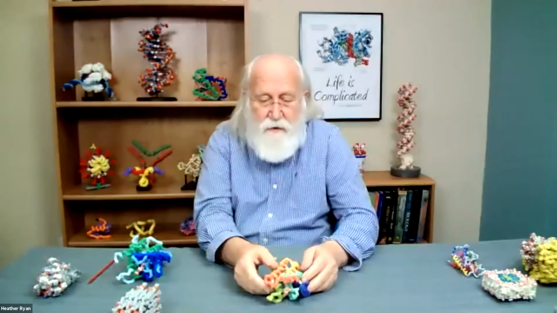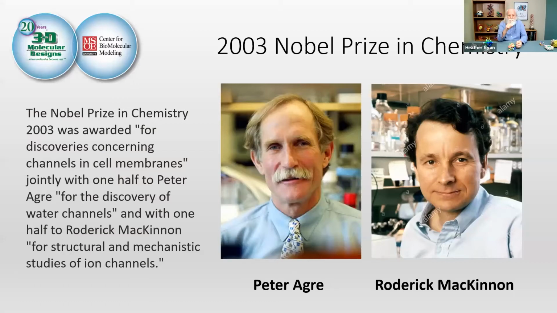And again, people knew that in some tissues, like your kidneys, there's a lot of water transport that moves back and forth across membranes. But it wasn't until 1992 that a guy named Peter Agre discovered the water channel. And that work was recognized in 2003 with a Nobel Prize in chemistry.